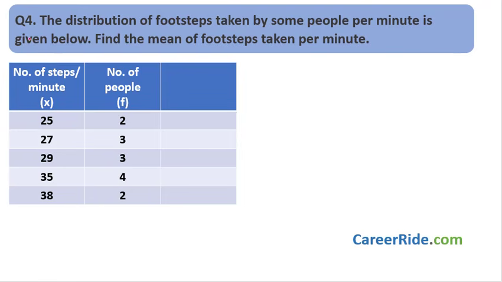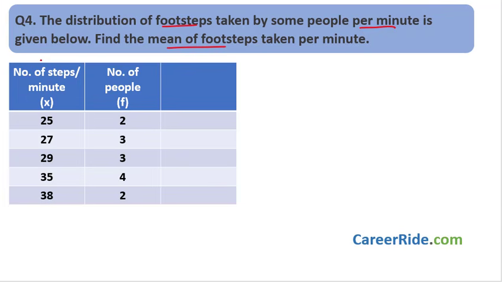Okay, so now if you wonder whether the method of assumed mean would work in cases where the accurate data or ungrouped data is given to you or not, question number 4 is for you. The distribution of footsteps taken by some people per minute is given below. Find the mean of footsteps taken per minute. Again a very easy question, and we are trying to check the power of assumed mean method once again.